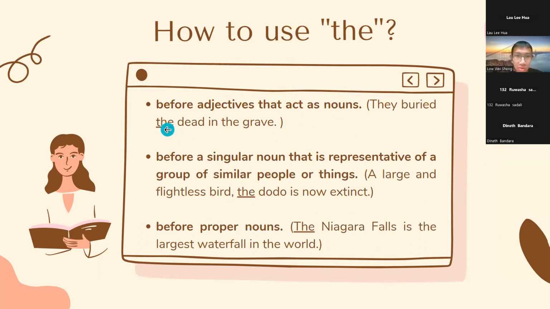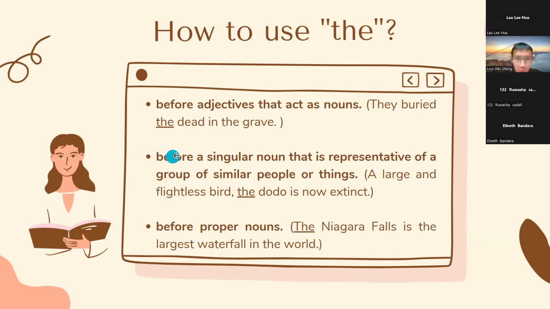Then you can also use the before adjectives that act as nouns. For example, they buried the dead in the grave. So here, dead refers to people who have passed away. Dead is also an adjective, and so we put the in front of the word dead, because dead is an adjective that is currently used as a noun referring to people who have passed away.